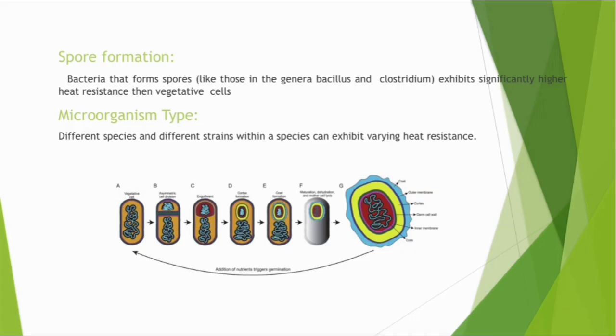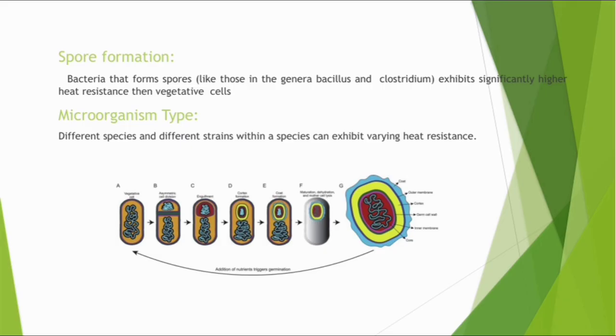Now, let's talk about spore formation. Bacteria that form spores, such as those in the genera Bacillus and Clostridium, are particularly interesting because they exhibit significantly higher heat resistance compared to their vegetative cell counterparts. This means that spores can survive harsher conditions, making them a key concern in sterilization processes.